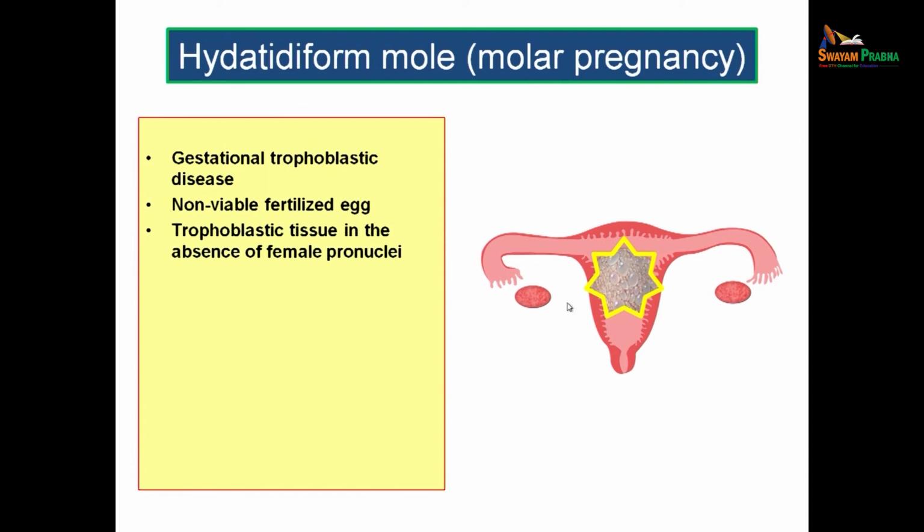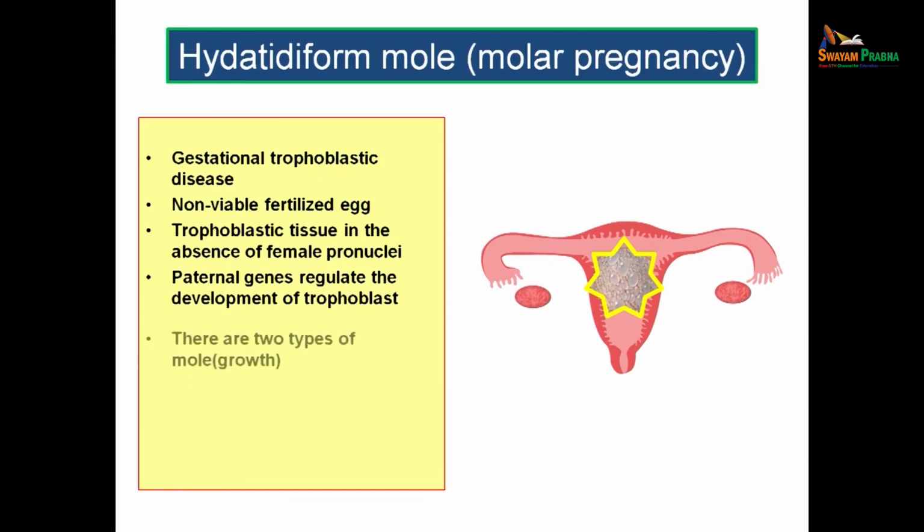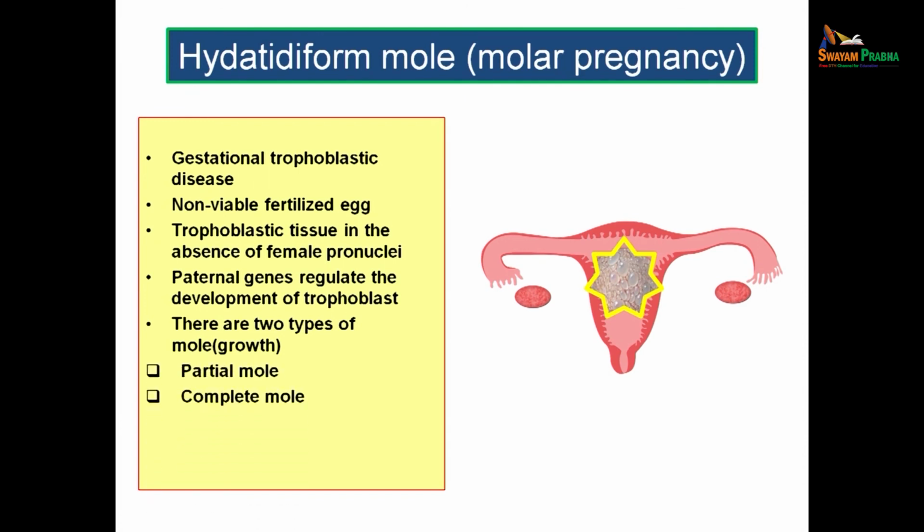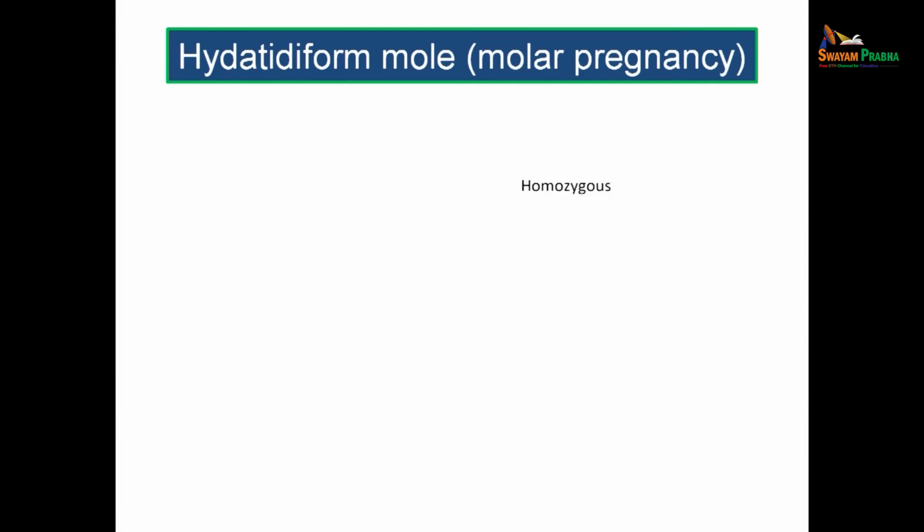So, the trophoblast tissue is formed in the absence of female pronuclei. There will not be any contribution from the mother. So, in the absence of female pronuclei, you have the cells multiplying within the uterine cavity. So, that means the paternal genes can regulate the development of trophoblast. Even if you will not get any genes from the mother, the paternal genes are sufficient enough to regulate the development of the trophoblast. So, based on this there are mainly 2 types of mole. One is called a partial mole and the other one is called complete mole.